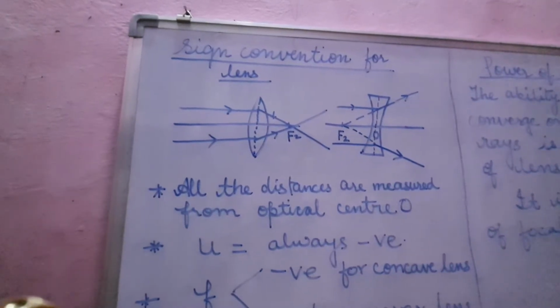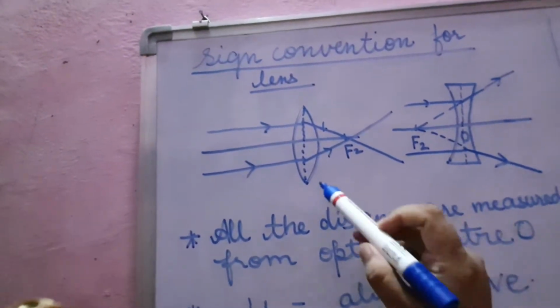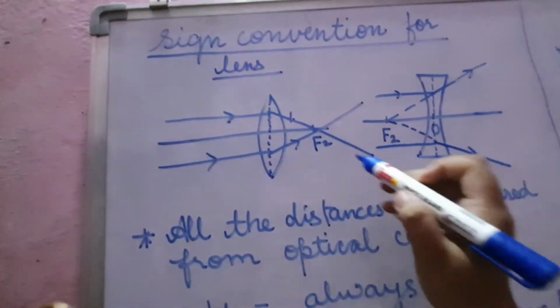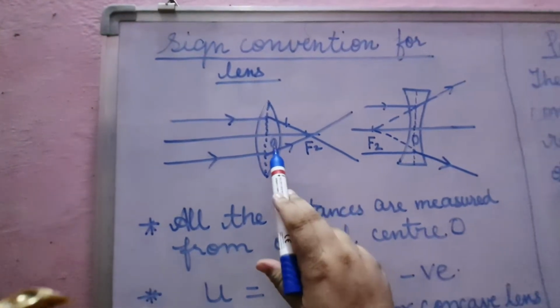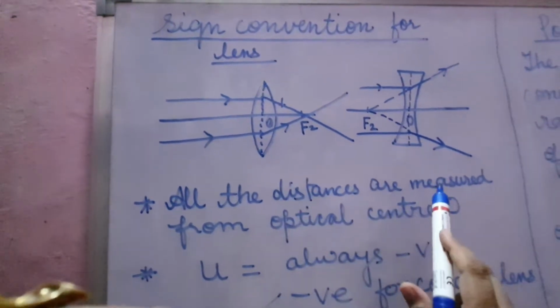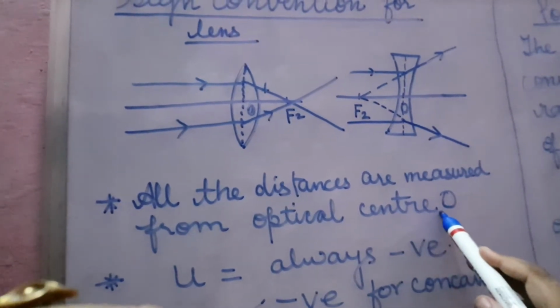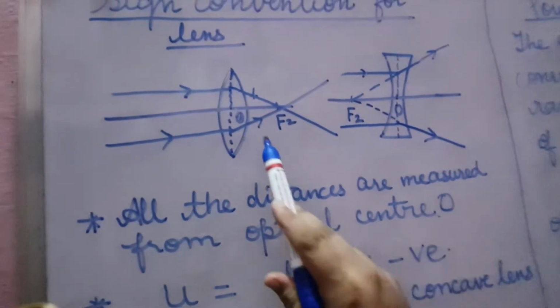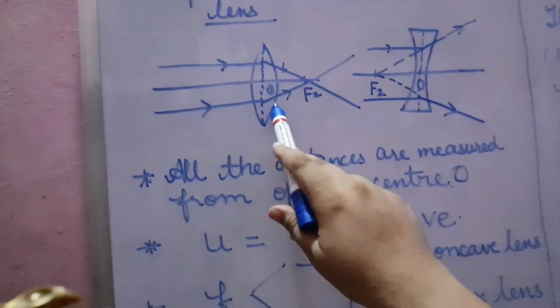Okay children, next topic is sign convention for lenses. Okay, so in case of lenses, suppose these are the lens and O is the optical center. So in the lenses, all the distances are measured from the optical center. If we have to calculate U, object distance, image distance, focal length, then everything will be measured from O, and O is considered as origin.